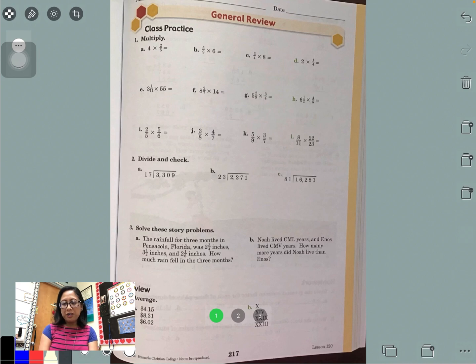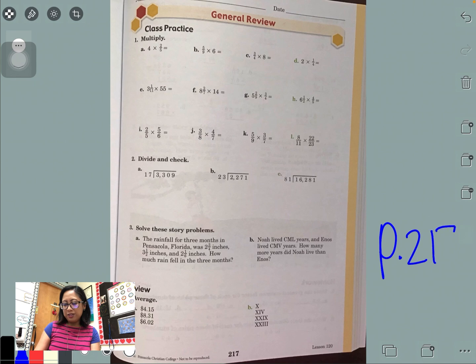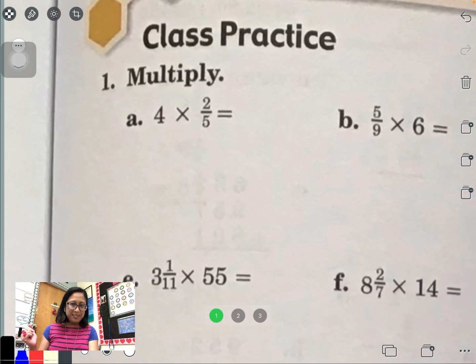Please be sure you're on page 217 in your books. Page 217. Awesome. So as you can tell, this is a lot of review, but I'm still going to go over at least number 1 with you, and maybe one of number 2, okay? Let's look at number 1, 8, all right?